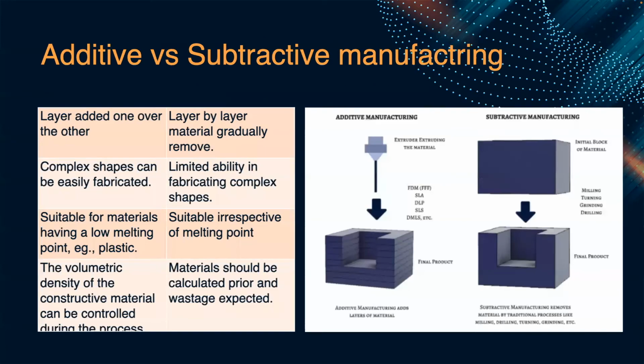So, what is the difference between additive and subtractive manufacturing? In additive manufacturing, material is added layer by layer, one over another, to build the desired solid 3D product, whereas in subtractive manufacturing, the material is gradually removed from a solid block. In additive manufacturing, complex shapes can be easily fabricated, whereas subtractive manufacturing processes have limited ability in fabricating complex shapes. In additive manufacturing, no wastage of material takes place, whereas in the subtractive process, more wastage is produced during carving in the form of chips, scraps, etc.